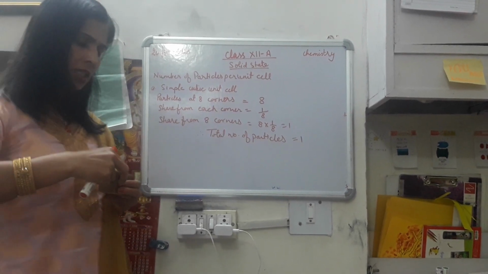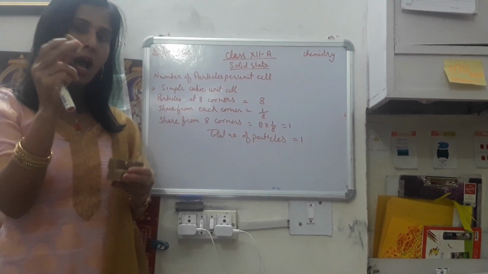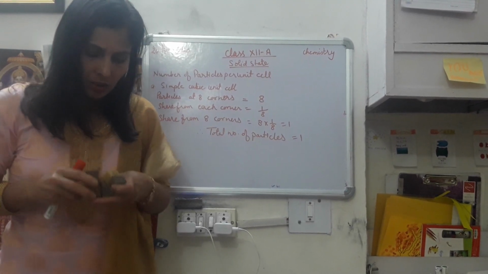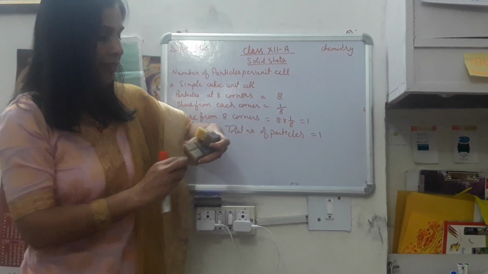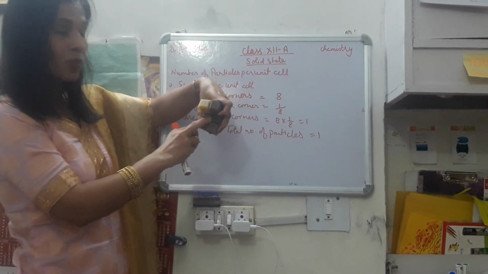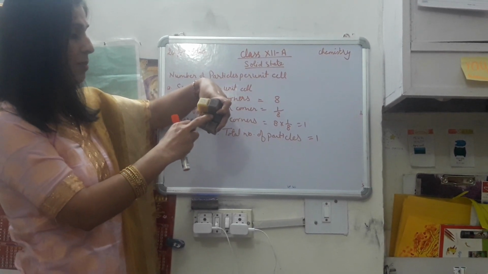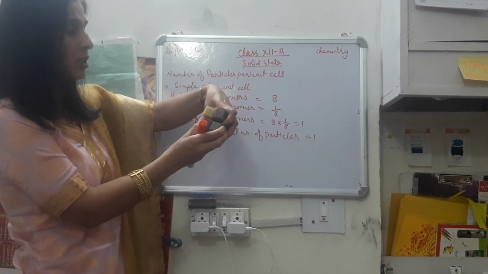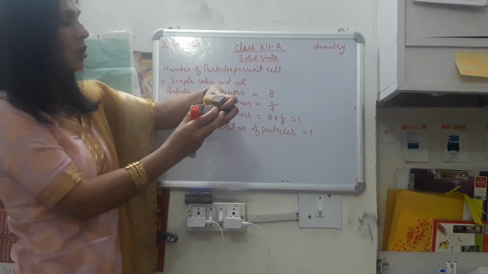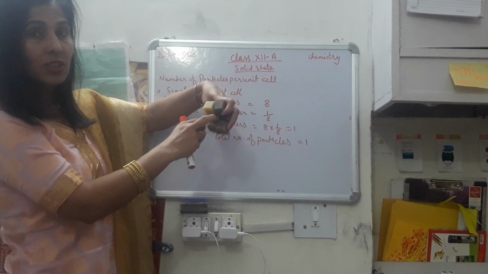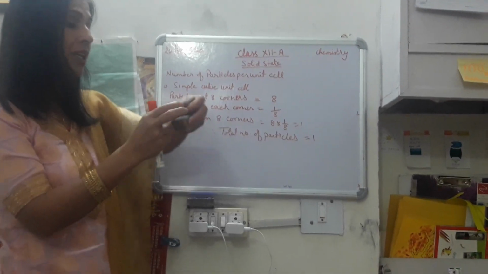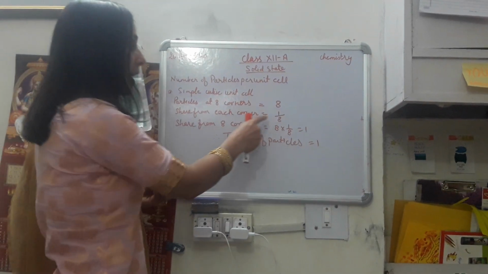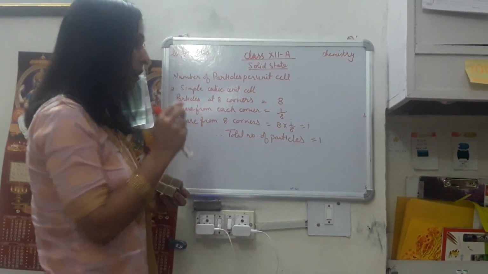Say for example, this is my simple unit cell and at this particular place, it will have one particle here, which you can see is shared by 4 and 4 similarly on the top. So this particular particle is shared by 8 of the unit cells. So each unit cell gets 1 by 8 from each corner.